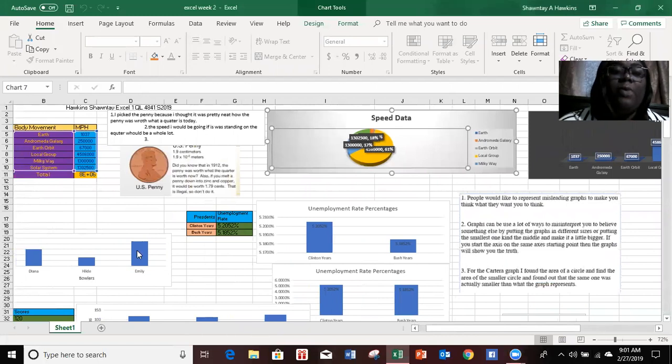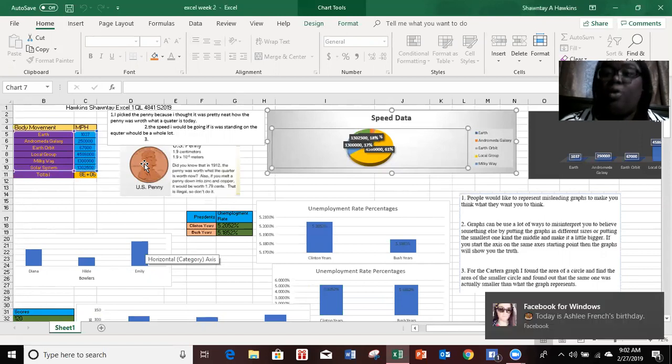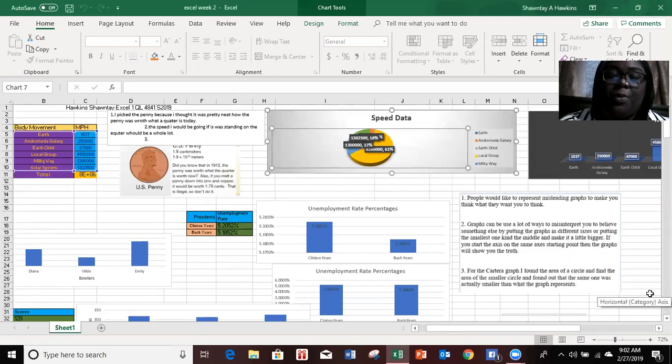I want to talk about this penny here. I chose the penny because I thought it was pretty cool. Because it was worth a quarter. Like, we see 25 cents. This penny back then was worth the same. So I thought it was pretty cool to know that it was worth way more than what we look at it today.